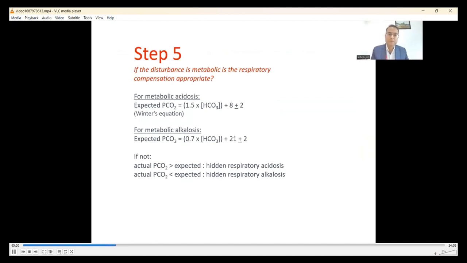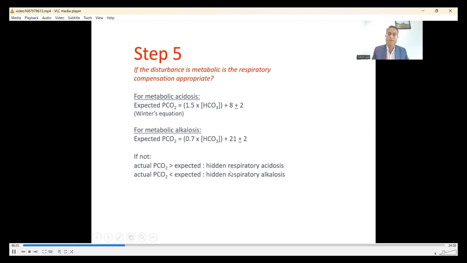Step 5: if the disturbance is metabolic, then we need to see whether it is acidotic or alkalotic depending upon the bicarbonate value. If it is metabolic acidosis, then we need to see what is the level of respiratory compensation. So here we will calculate the expected carbon dioxide level, and for the alkalosis, we will calculate the expected carbon dioxide level with the formula.